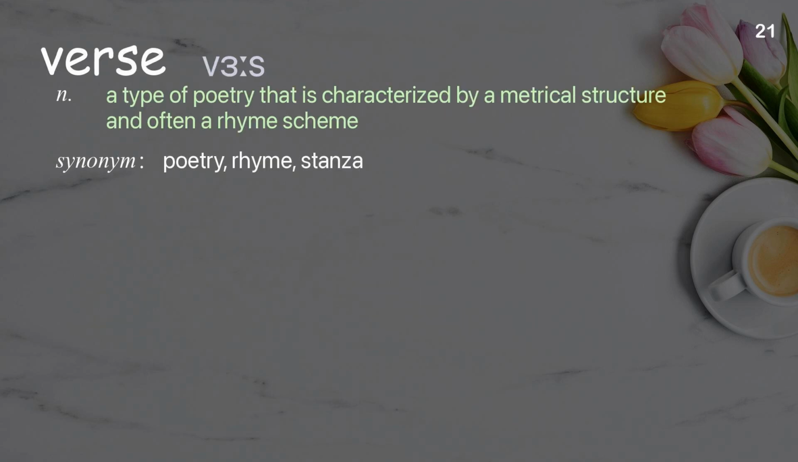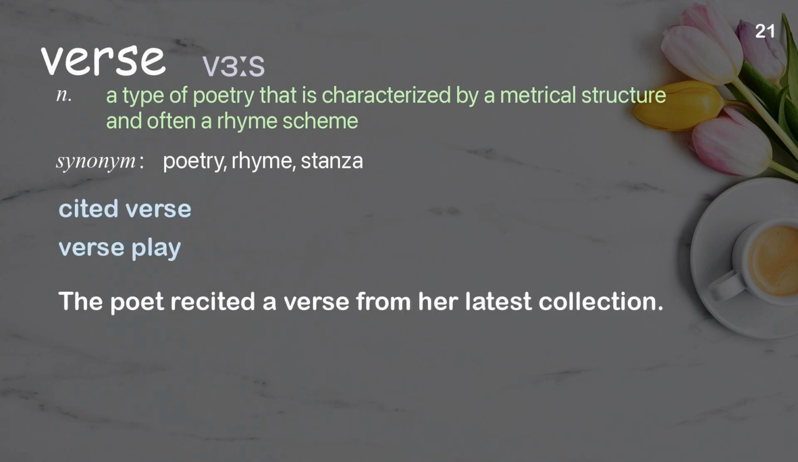Verse. A type of poetry that is characterized by a metrical structure and often a rhyme scheme. Examples: Cited verse. Verse play. The poet recited a verse from her latest collection.